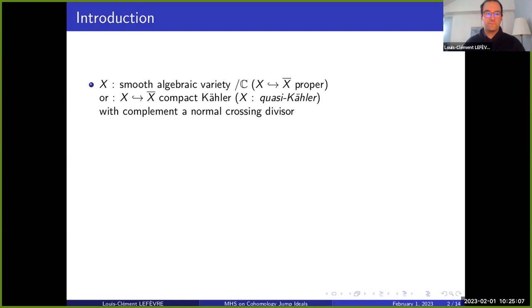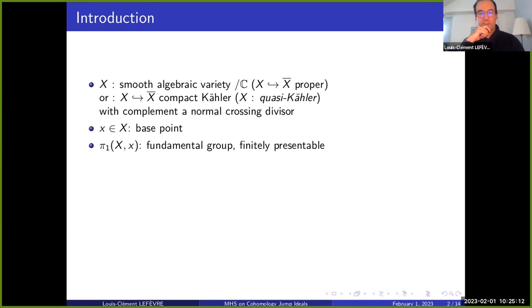And so in all cases, I take small x, a base point of X, which is fixed. And pi one is the usual topological fundamental group of X. And in all these cases, whether the variety is algebraic or compact Kähler or quasi-Kähler, in all cases, it has a finitely presentable fundamental group.